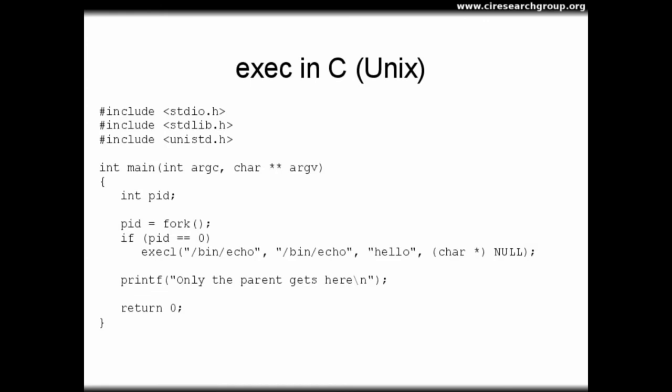Finally, we must terminate the parameter list with a null pointer, which needs to be cast to a character pointer type. When the child calls execl, its copy of the program code is completely replaced by the code for /bin/echo. Thus, the child never prints the final message in the program. The message is thus printed only once by the parent.